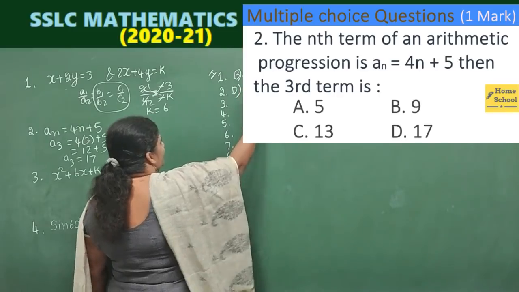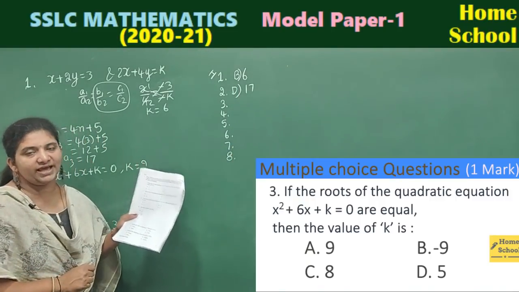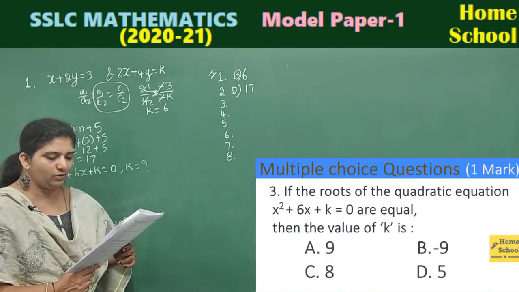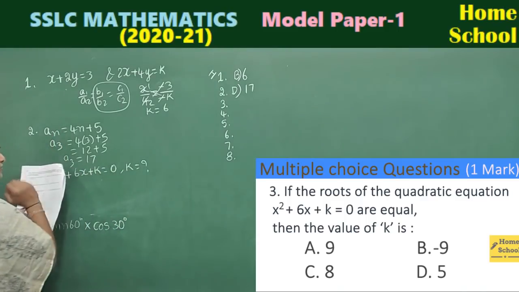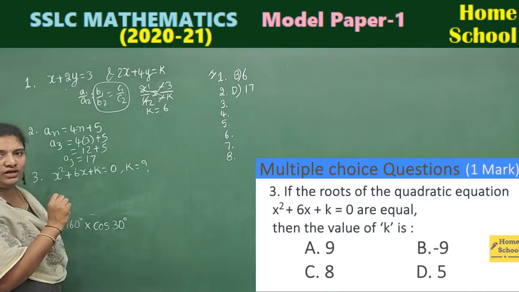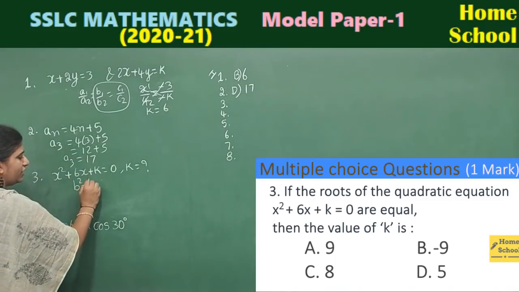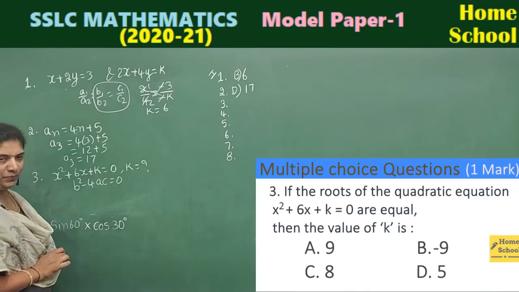Option D, 17. Third question. If the roots of the quadratic equation x square plus 6x plus k equal to 0 are equal, then the value of k is. Roots are equal. What do you remember? Immediately delta equal to 0 or discriminant equal to 0. b square minus 4ac equal to 0.